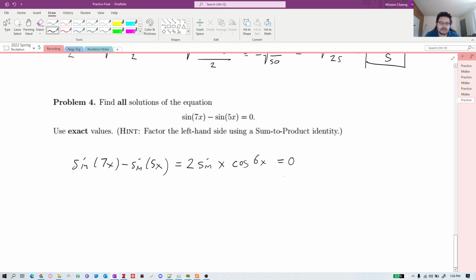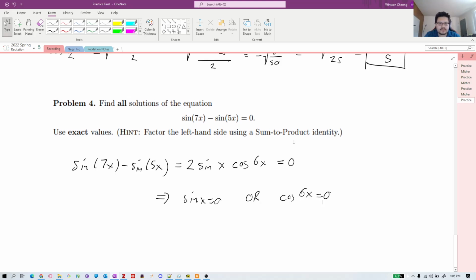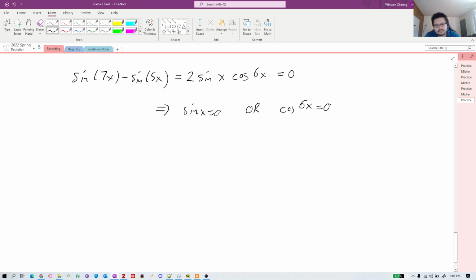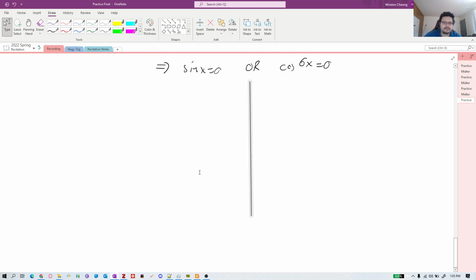All right, now to make this happen, we must have that either sine of x equals 0 or cosine of 6x equals 0. And we handle these two cases separately, so we may as well draw that little... Good enough. All right, sine of x equaling 0.